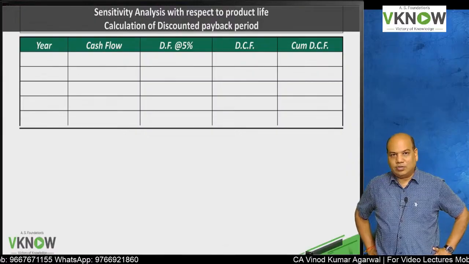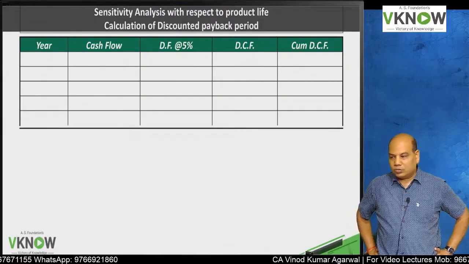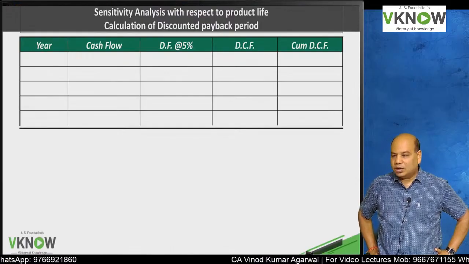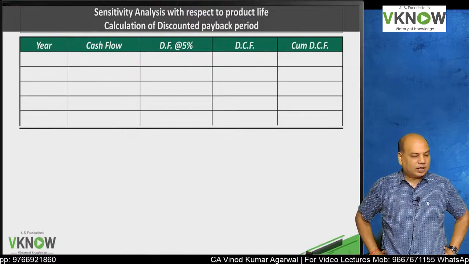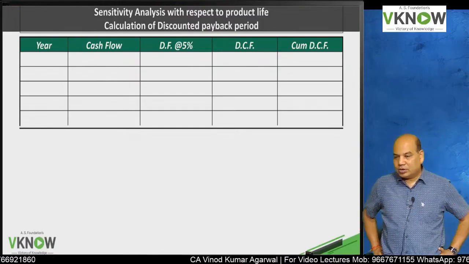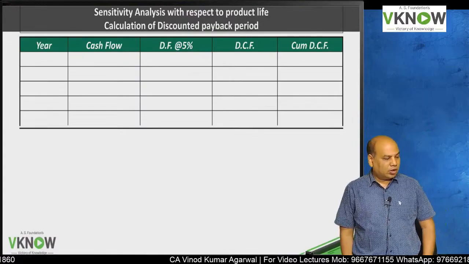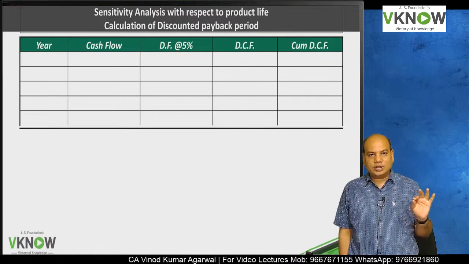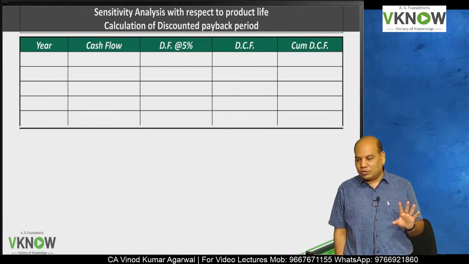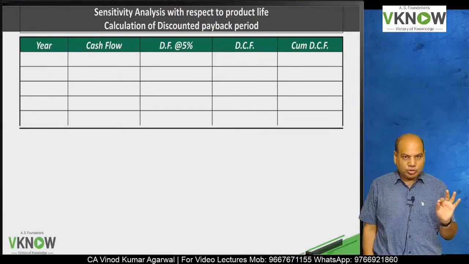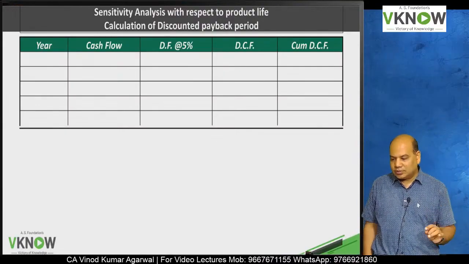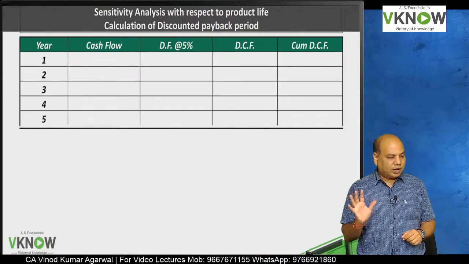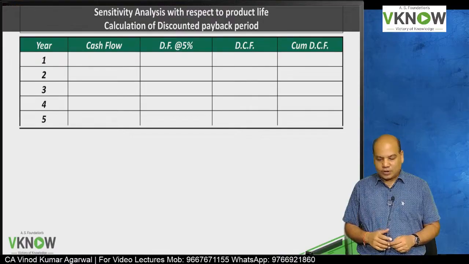Today for the second time we are doing it. Question is very, very important. Year, cash flow, discounting factor at 5%, discounted cash flow and cumulative discounted cash flow. Last column is cumulative discounted cash flow. If you don't want to write discounted cash flow, you can write present value. Is it right? Like the previous question, this time it is a 5-year problem: 1, 2, 3, 4, 5.